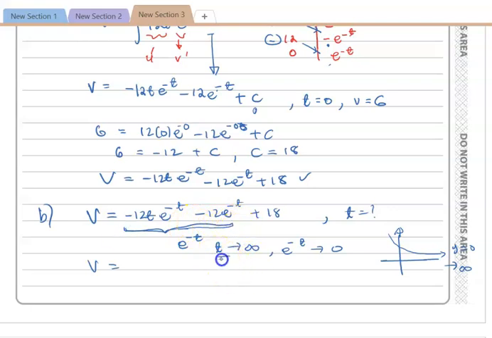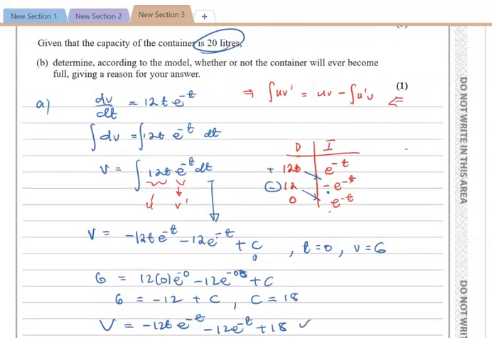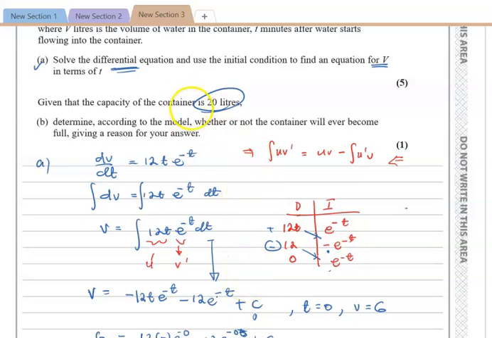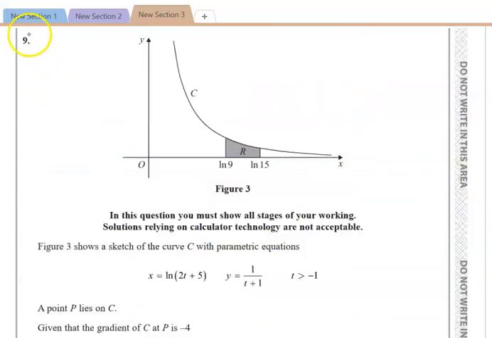Then V is going to be equal to 18 as t goes to infinity. That means the maximum volume is 18. That means the container can never be full because the container has a capacity of 20, but according to our model, the maximum volume is 18. All right, question 9.